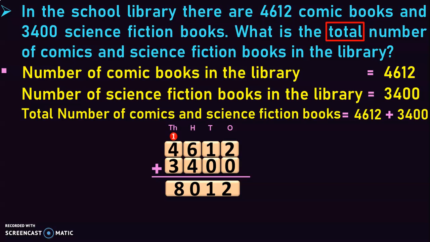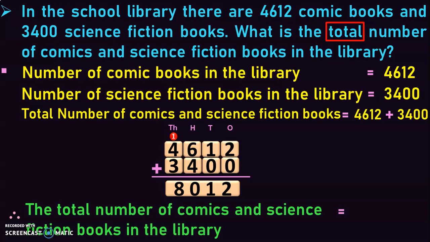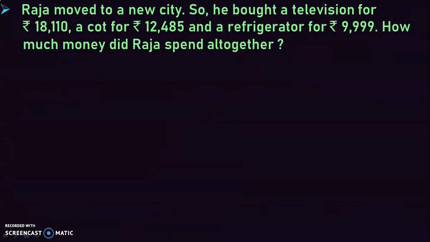So the answer for your question, the total number of comics and science fiction books in the library is equal to 8012. Let us move on to the next example.